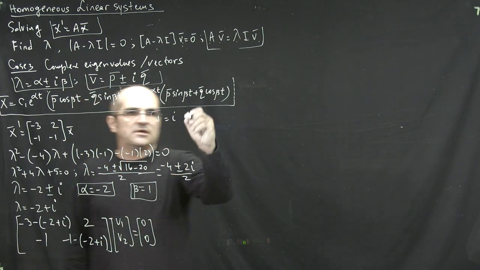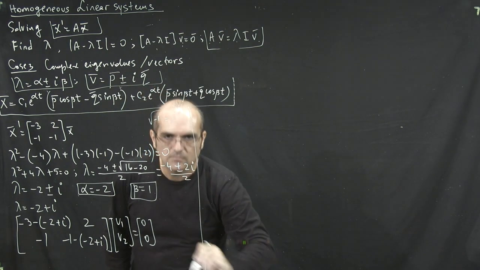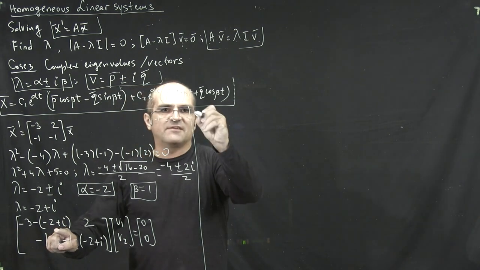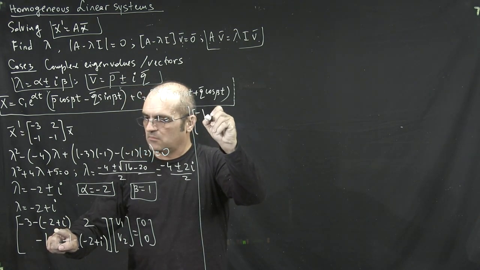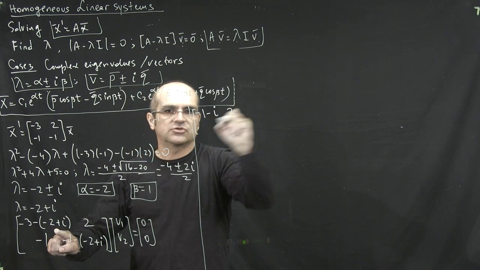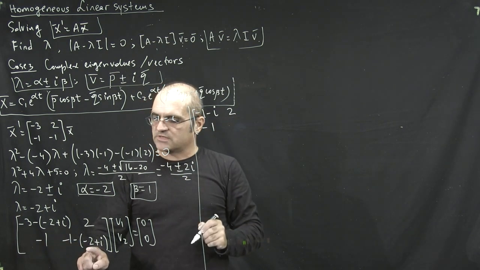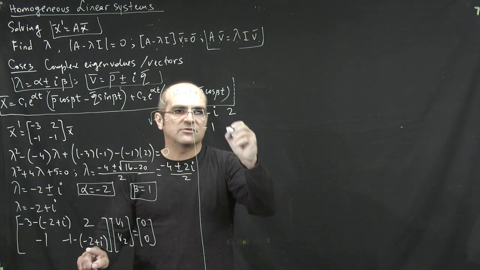So let's continue here. Simplify this. This is minus 3 plus 2. That gives me minus 1 minus i, and 2. Minus 1 minus 1 plus 2. That's 1 minus i.